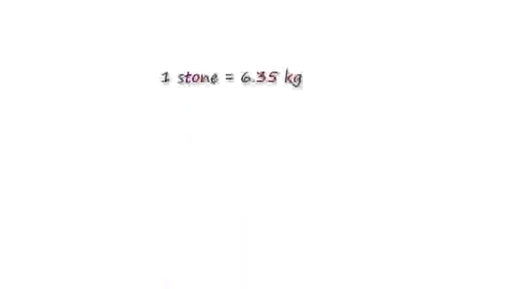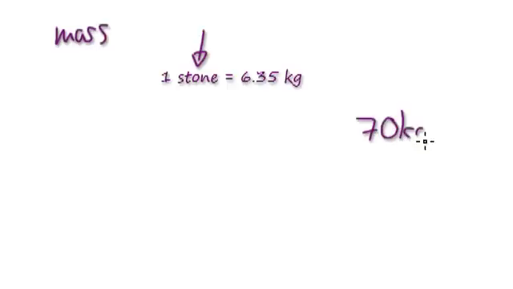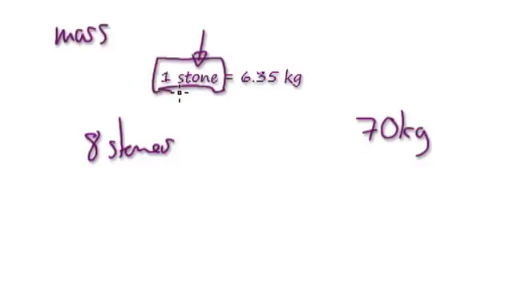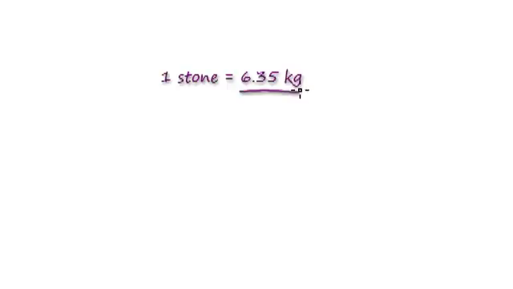Okay, let's give you guys some more practice. So here's another unit of mass, the stone. One stone equals 6.35 kilograms. If you're talking about how heavy you are, you can say, oh, I'm 70 kilograms, or I'm 8 stones. This is just another unit of measuring the heaviness, or the mass, of something. Anyway, 1 stone equals this.